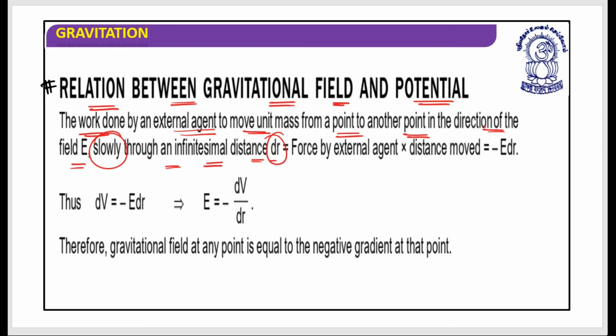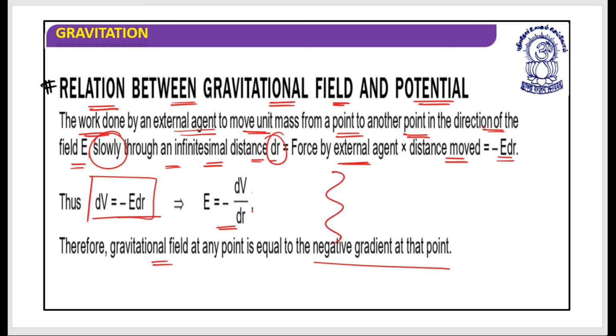So it's basically work done, and it is the force applied by the external agent multiplied by the distance moved. It's minus E dot dr. So basically dV equals minus E dr, or I should say E equals minus dV by dr, and this dV by dr is called the negative gradient of the potential. So the gravitational field at any point is equal to the negative gradient of potential at that point.